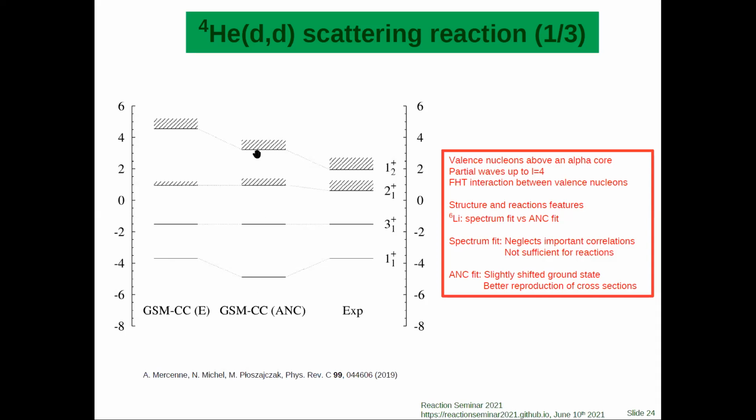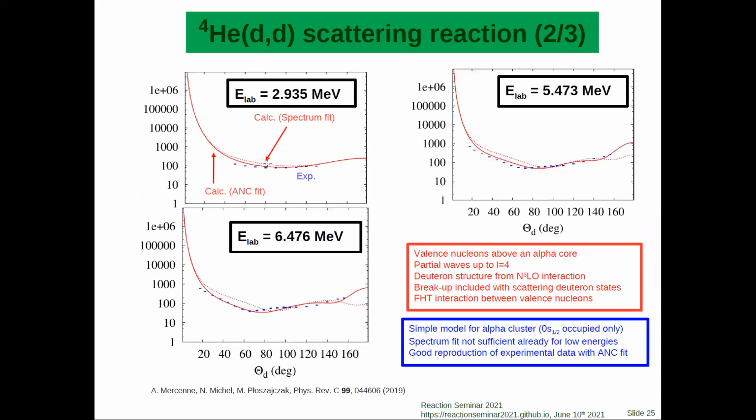So that's what we did. We fitted instead the ANC of lithium-6, so that the one state is bound. But we will see in the cross sections that in fact it's better to fit the ANC and not the energy, because cross sections are better reproduced. One can see here, here it's the spectrum which is fitted. Here it is the ANC which is fitted, and we can see that by fitting the ANC, one is closer to experimental data. Added to that, the deuteron structure is calculated from a realistic interaction, the N3LO interaction.